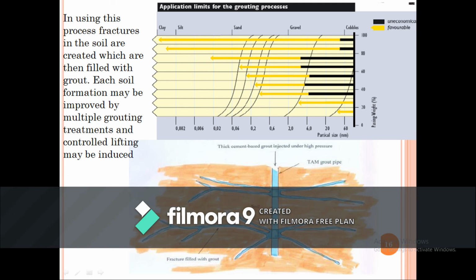Each soil formation may be improved by multiple grouting treatments, and controlled lifting may be induced. So what is that? You can do multiple grouting processes, as well as controlled lifting, in these particular soil conditions. Thereby your soil formation is also improving its properties. This is regarding your compensation grouting.